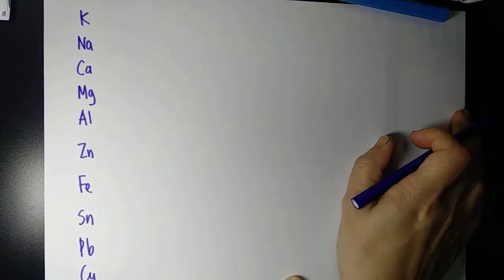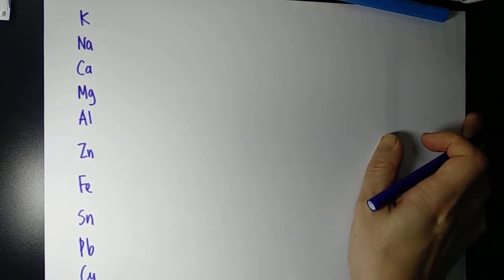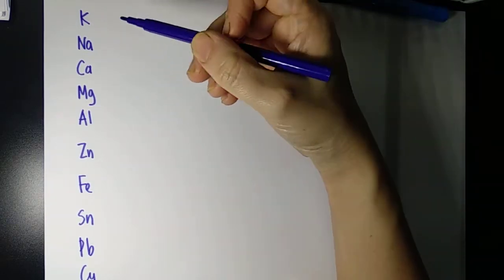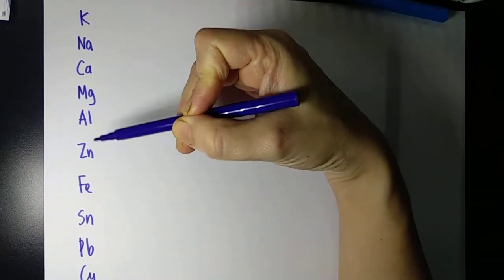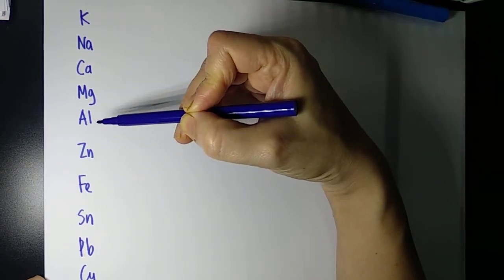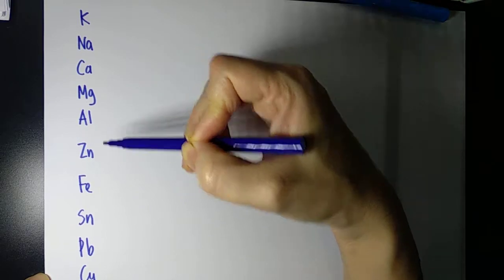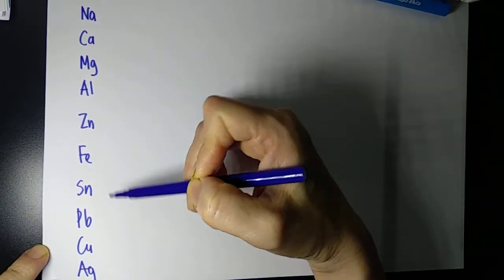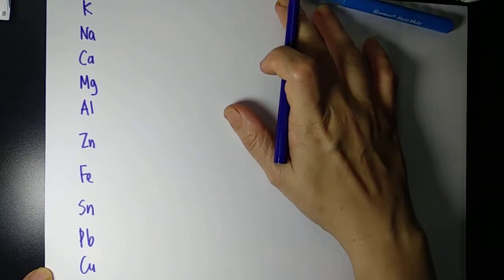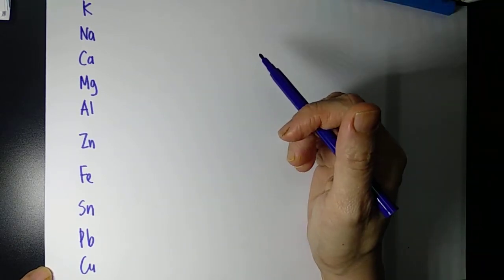Hi kids, today we're going to continue about redox, and now we're going to talk about oxygen. Now what happens is these are metals, they're all metals: potassium, sodium, calcium, magnesium, aluminium, zinc, iron, tin, lead, copper, silver. Okay, so all these metals are able to react with oxygen.